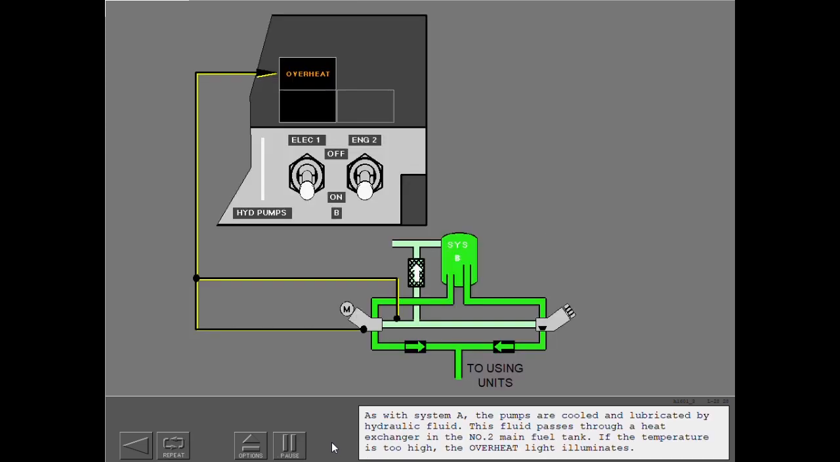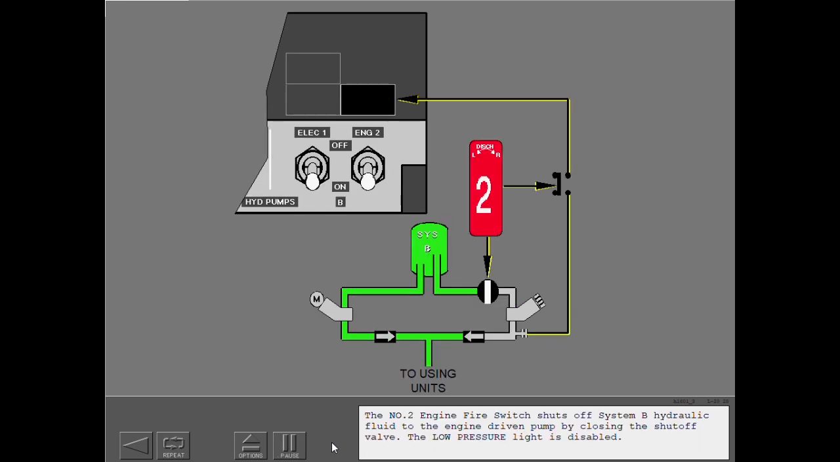As with System A, the pumps are cooled and lubricated by hydraulic fluid. This fluid passes through a heat exchanger in the number 2 main fuel tank. If the temperature is too high, the overheat light illuminates. The number 2 engine fire switch shuts off System B hydraulic fluid to the engine-driven pump by closing the shutoff valve. The low pressure light is disabled.